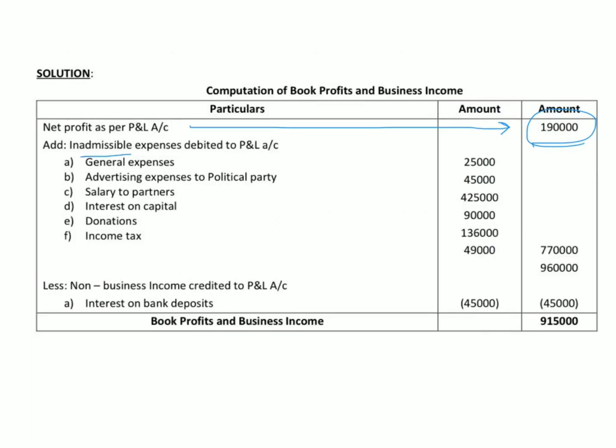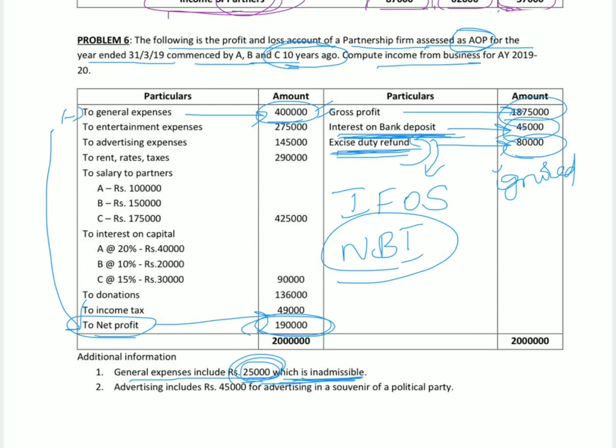So add inadmissible expense debited to profit and loss account: general expense 25,000. Now the second one is entertainment expense. Entertainment expense is an allowable expense, so we will ignore it.